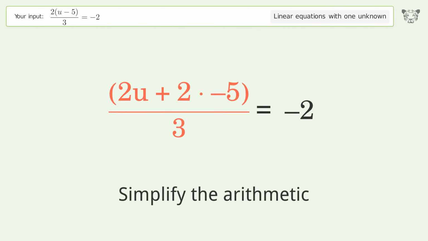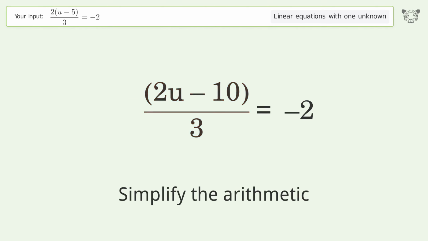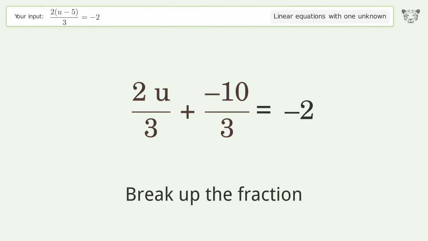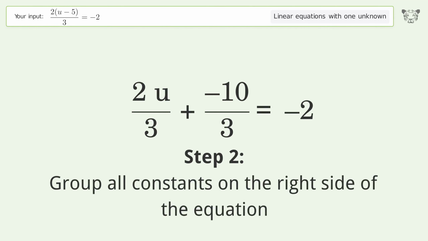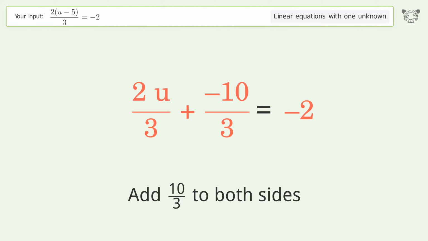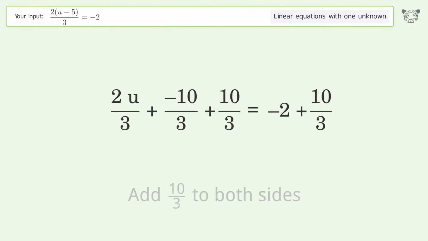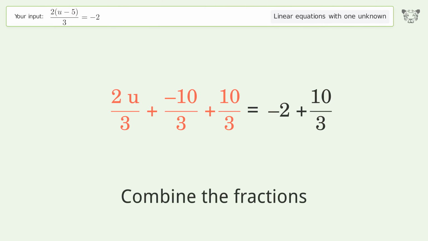Simplify the arithmetic. Break up the fraction. Group all constants on the right side of the equation. Add 10/3 to both sides. Combine the fractions.